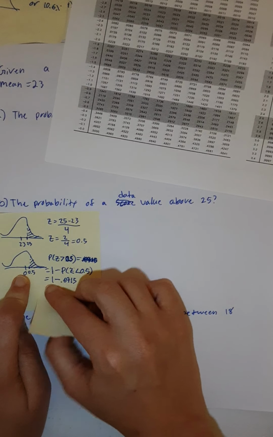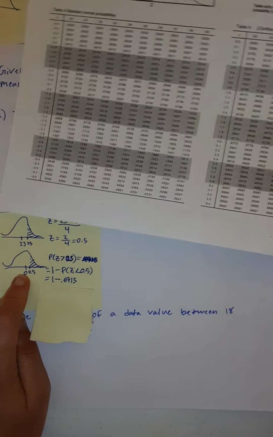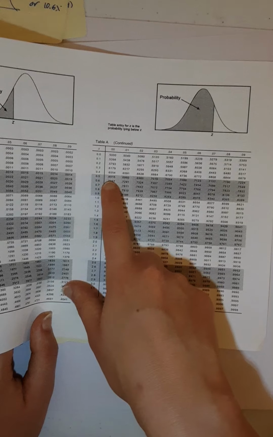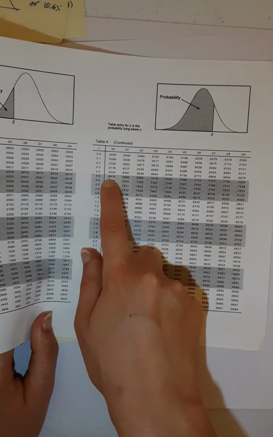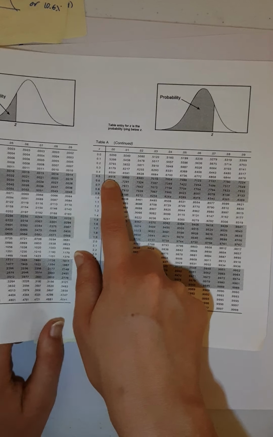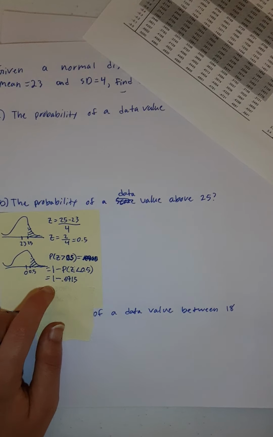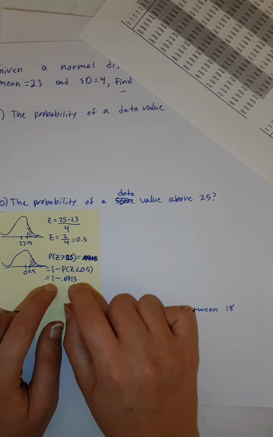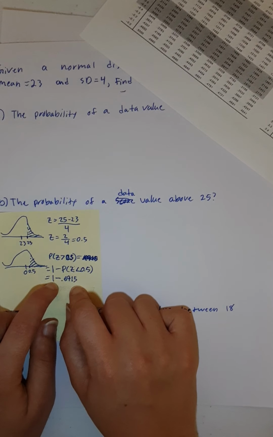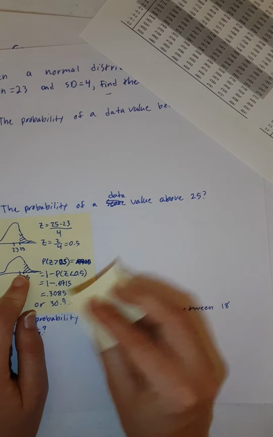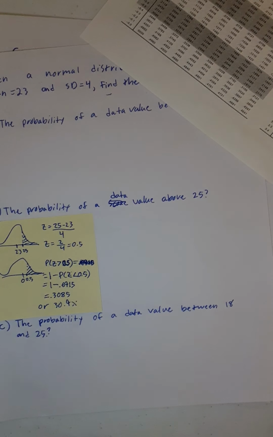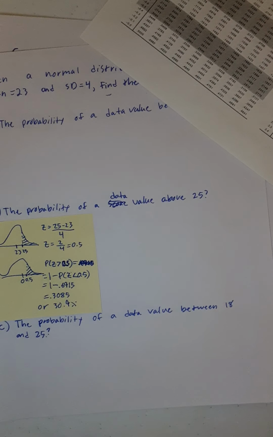So when I do that, I can use my table. I want to find the area below 0.5. So I come here, 0.5, and there's no decimal place after, so my answer is just the 0, 0 column. So 0.6915. So this probability was 0.6915, and I'm still plugging in the 1 that I need to subtract that from. When I do that, I get an answer of 0.3085, or rounding that to 30.9%.